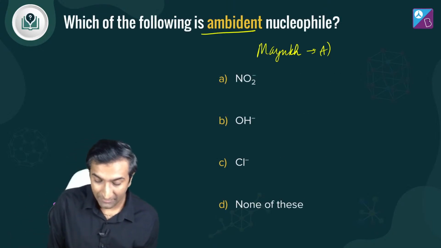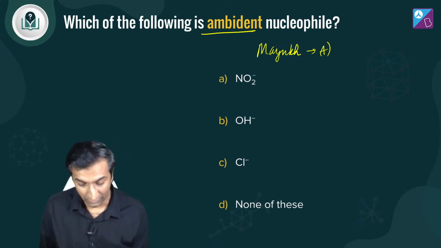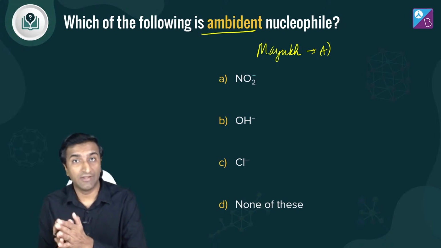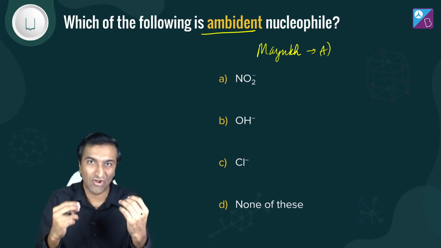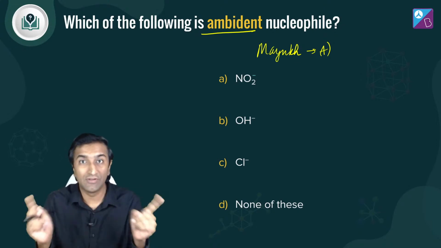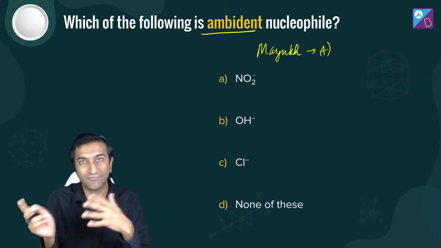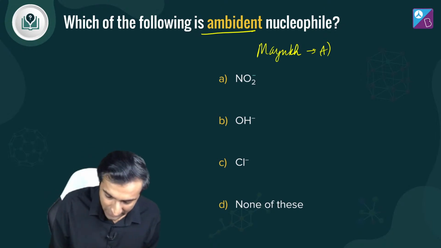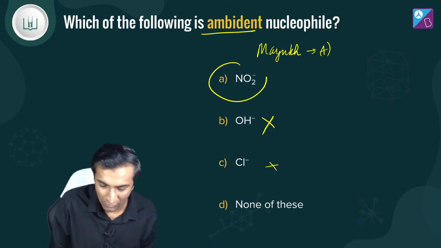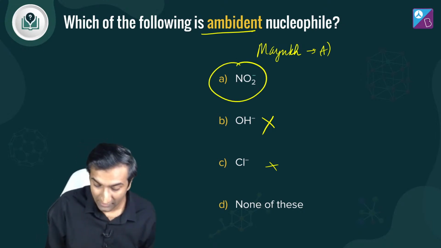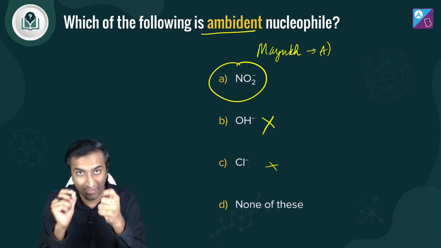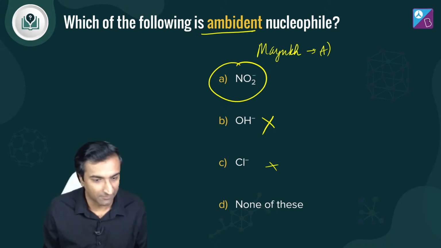Which of the following is an ambident nucleophile? My question said A was the answer of this one. And yeah, I think ambident means that the charge, the free electrons, lone pair of electrons are available on two different atoms, and yeah, it can shift around. Now in this case, OH is definitely not it. Cl has only one, right? So the second atom is not there. So it must be NO2 minus, and Mayuk is absolutely right. Yeah, because of conjugation, the electrons can go from nitrogen or from oxygen, from both of them.